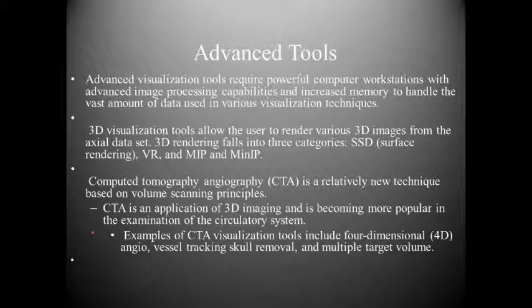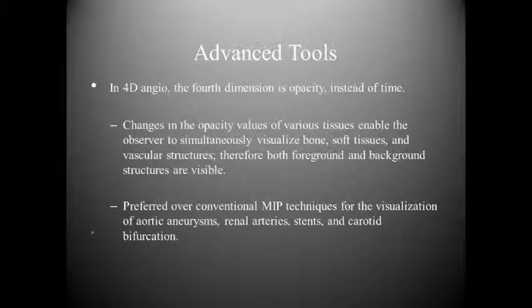Computer tomography angiography is a relatively new technique based on volume scanning principles. CTA is an application of 3D imaging and is becoming more popular in the examination of the circulatory system. Examples of CTA visualization tools include the 4-dimensional or 4D angio, vessel tracking, skull removal, and multiple target volumes. In 4D angio, the 4th dimension is opacity instead of time.